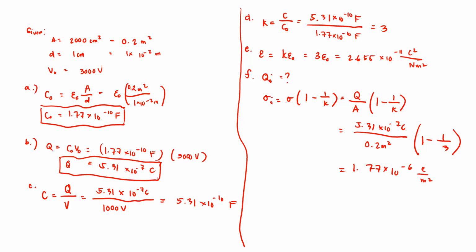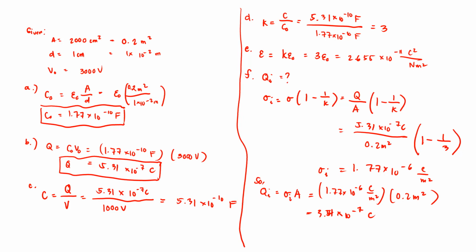And then to find Q sub I, this is your sigma sub I, the induced charge density. To find Q sub I, you should multiply the induced charge density by the area. So we have 1.77 times 10 to the minus 6 coulomb per meter squared multiplied by 0.2 meters squared. This is equal to 3.54 times 10 to the negative 7 coulomb. So this is the induced charge due to the insertion of the dielectric material.